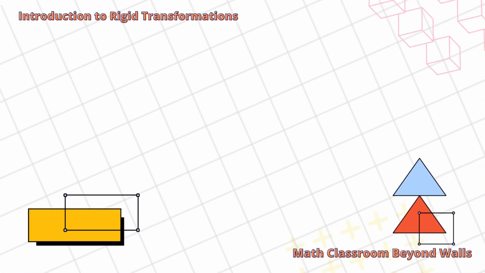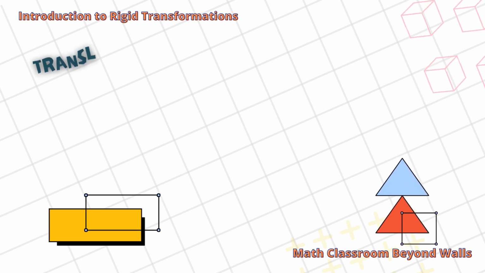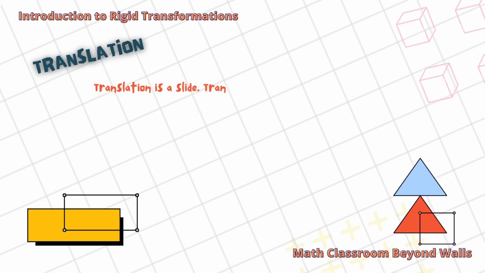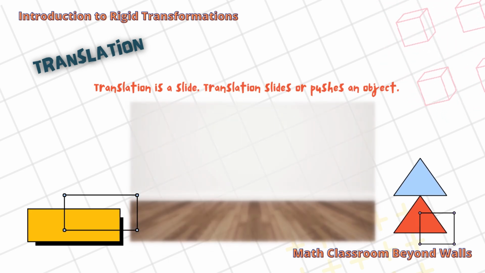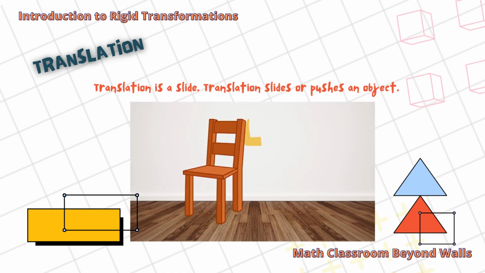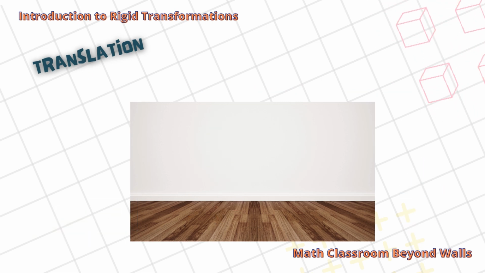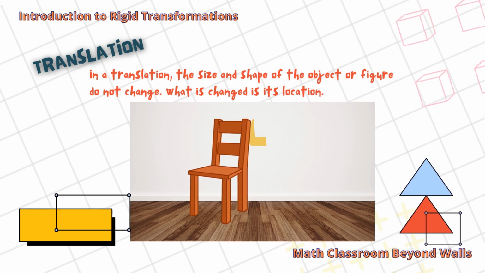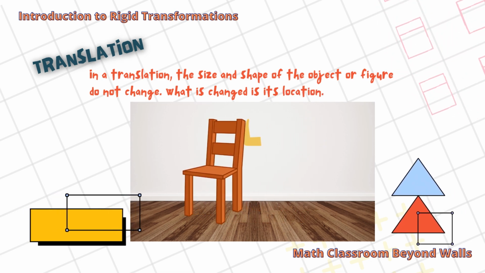So, what is a translation? Basically, a translation is a slide. Translation slides or pushes an object like this. Look at the object after the push was applied. Is there a change in the size and shape of the chair after it is pushed? No. So in translation, the size and shape of the object do not change. What is changed is its location.